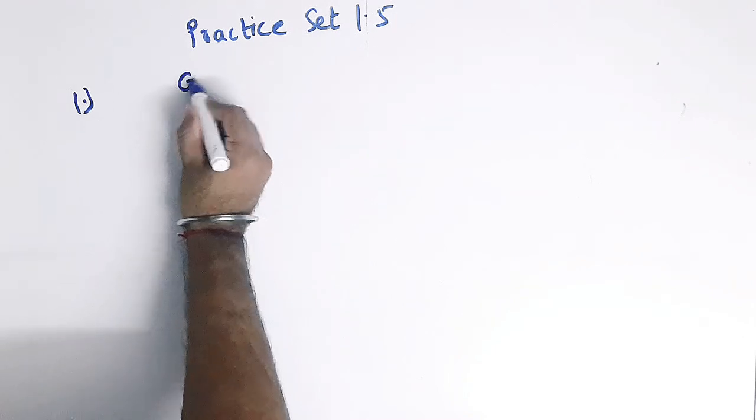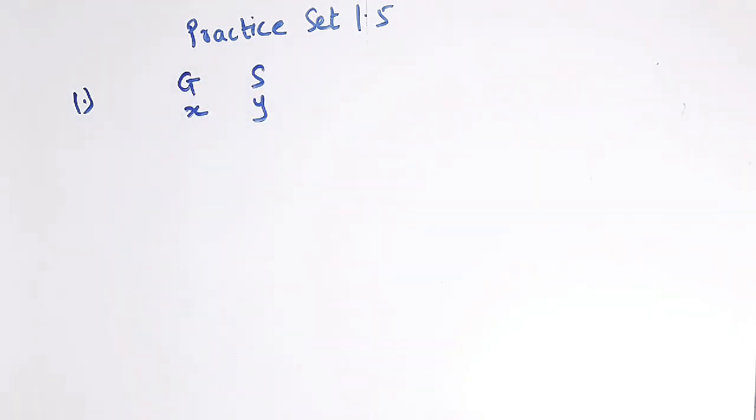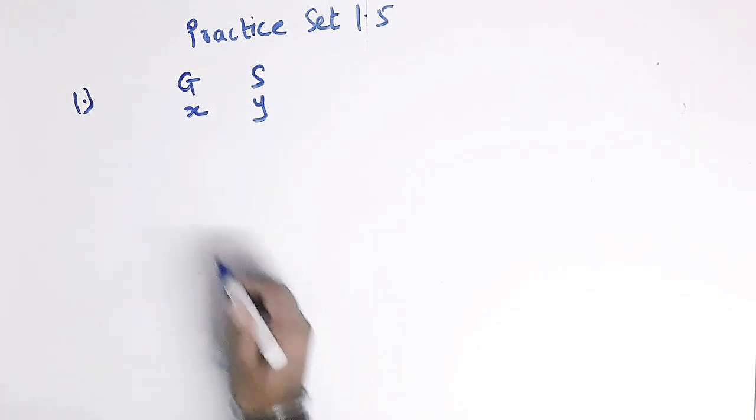So I'll take the greater number as x, the smaller number as y. You are not going to write like this. You have to write the whole statement. Let the greater number be x, let the smaller number be y. Because I have space constraints, that is why I am writing it in a smaller way. Now greater number is x, smaller number is y.